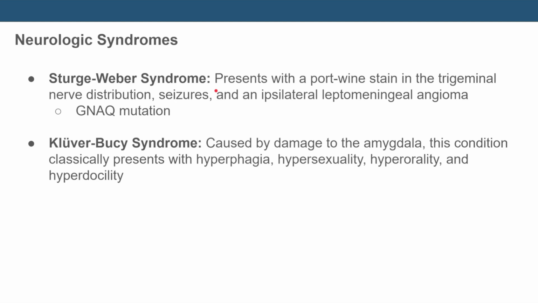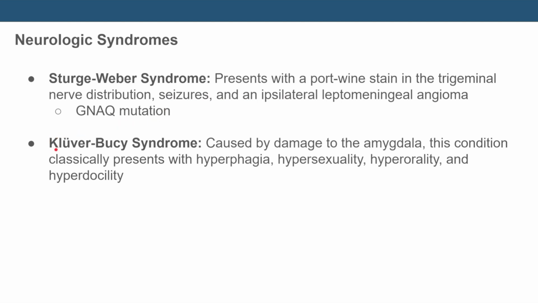For neurologic syndromes, and these are very important, Sturge-Weber syndrome for Step 1 is very important. It presents with a port-wine stain in the trigeminal nerve distribution. So you're going to see redness on the baby's face, also seizures, and ipsilateral leptomeningeal angioma. And this is caused by a GNAQ mutation.